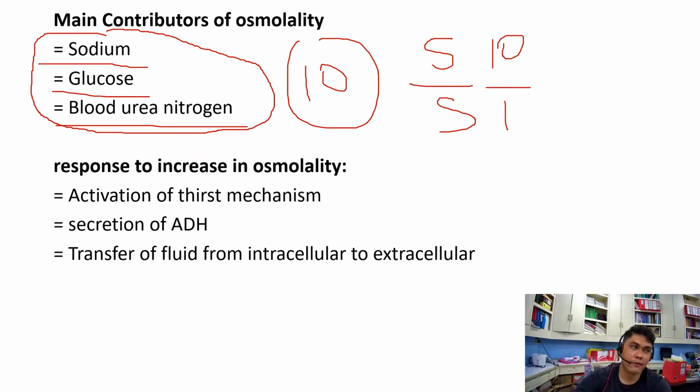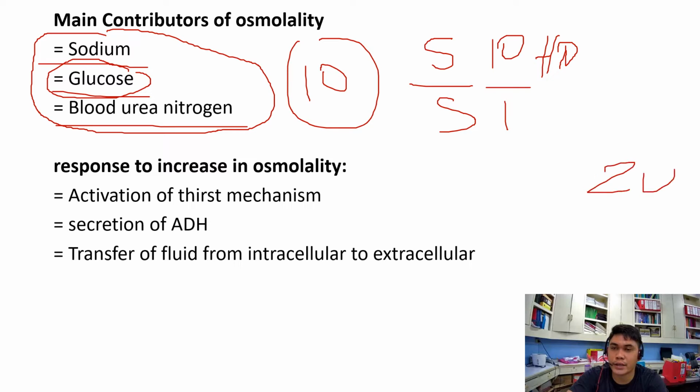Okay. Now, for example, if the patient has diabetes, we'll expect that there is an increase in glucose concentration. So we'll add another 10. Okay. So 10 plus 10 divided by 1, that is 20. So there is an increase in osmolality due to the increase in glucose concentration.